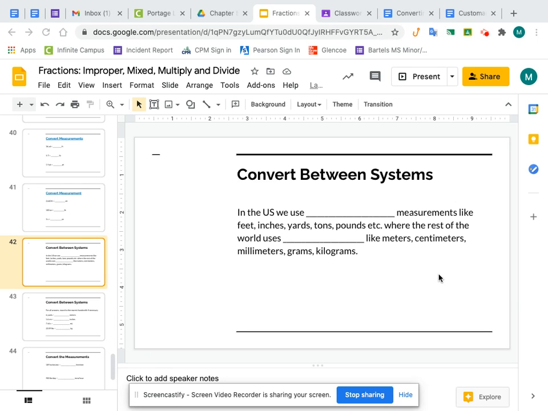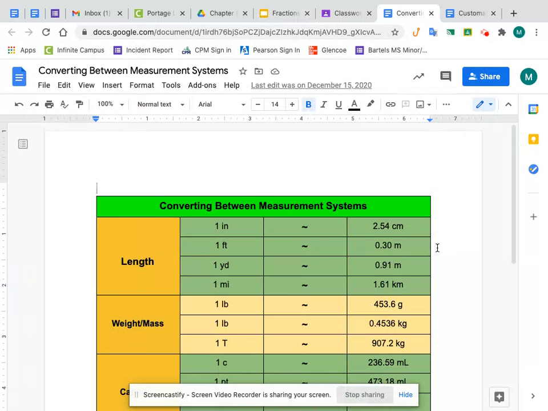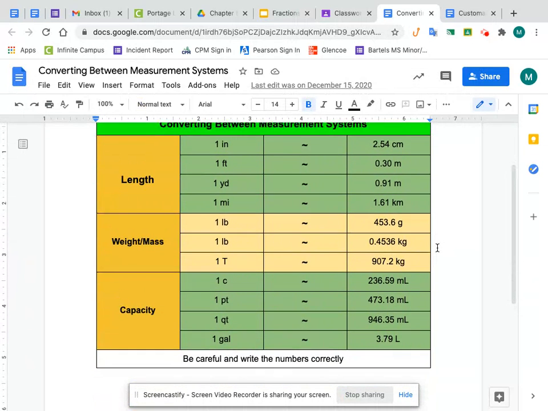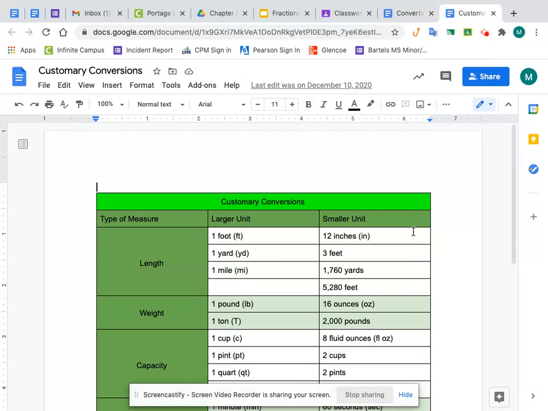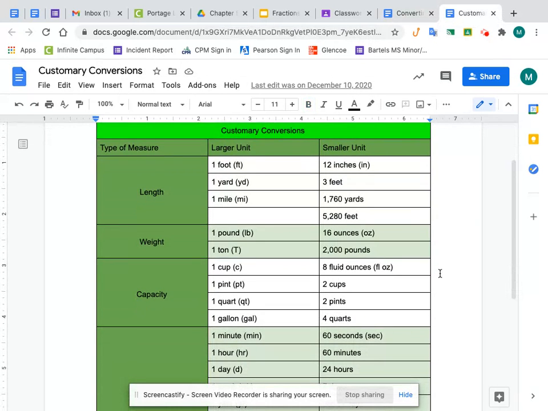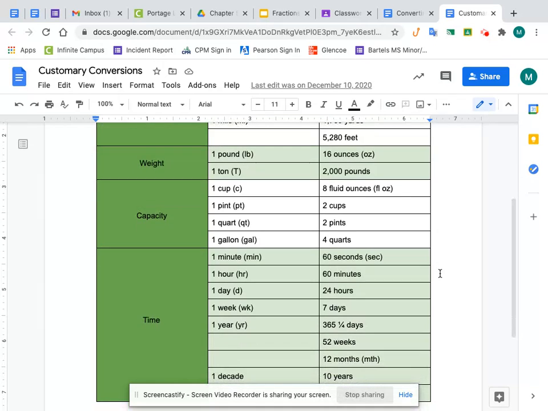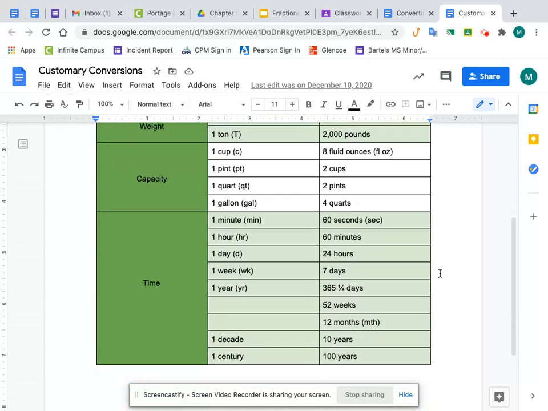Last part here on converting between systems. You again are going to have posted with your assignment the conversions between measurement systems, where I give you all the numbers you need to know. So like an inch is 2.54 centimeters and all of these metric units that will be needed. For some of these, you also may need to know some of the customary conversions. These are much more common for us because we use these in the United States.